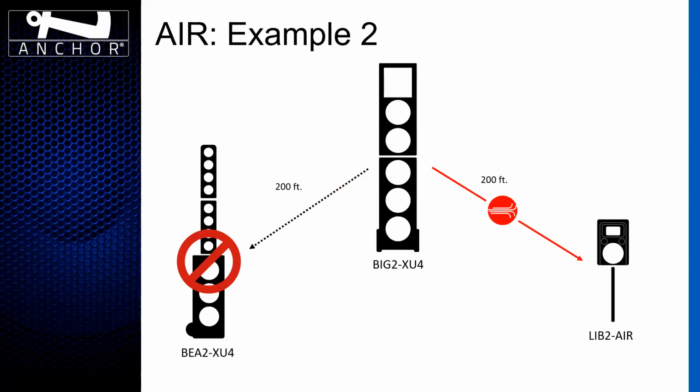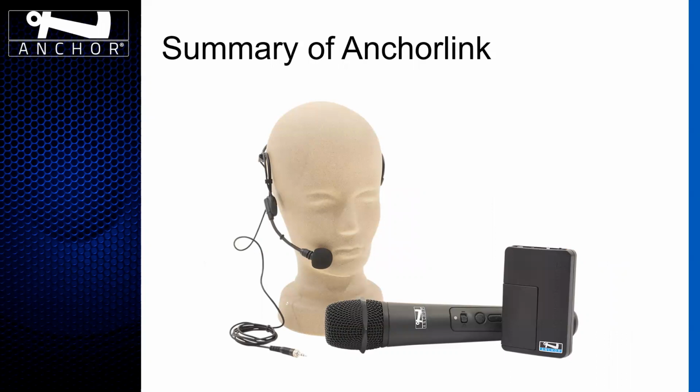So to fix that, you want to make sure you have only one X, and then the rest are either R's or Airs. And so what we do is we change the Beacon back to an RU4. All right, that covers the air.